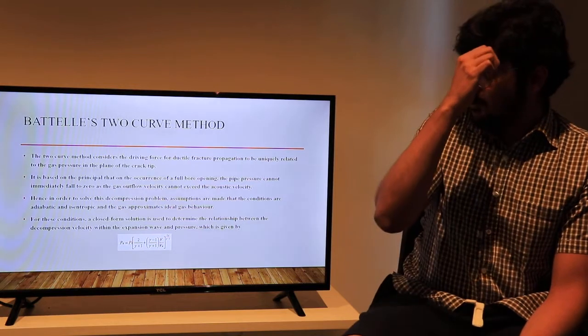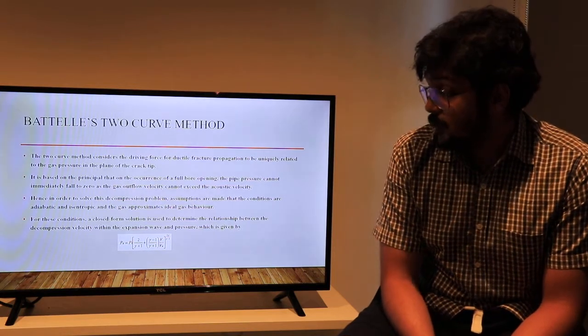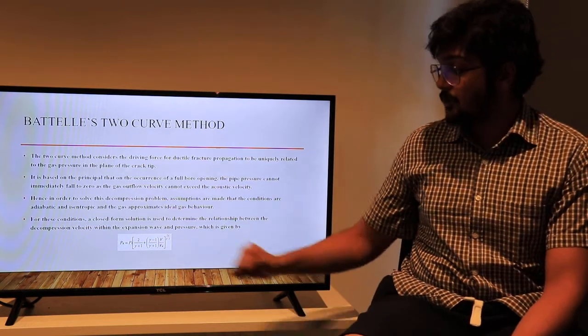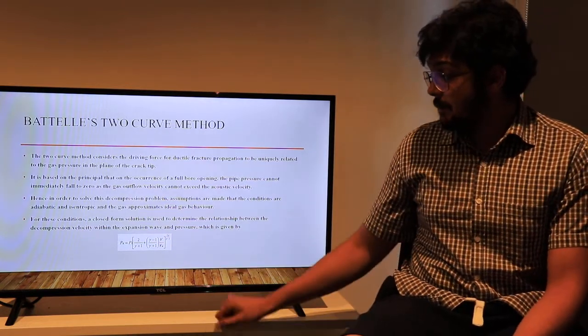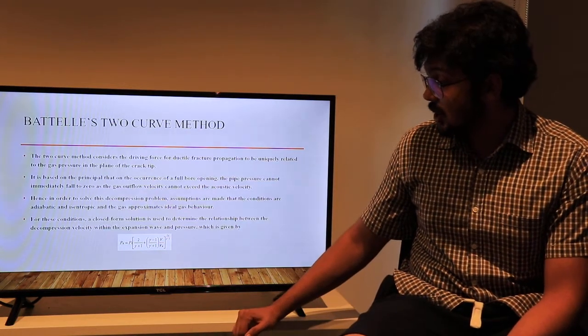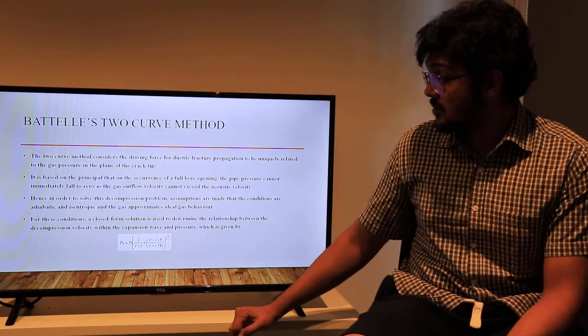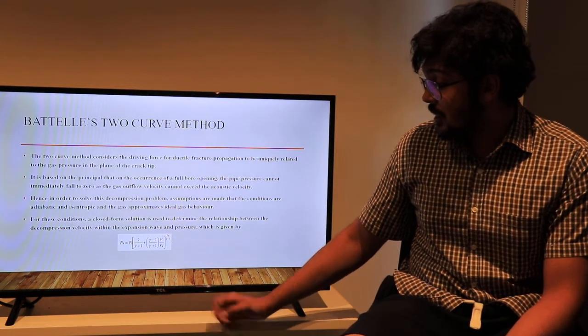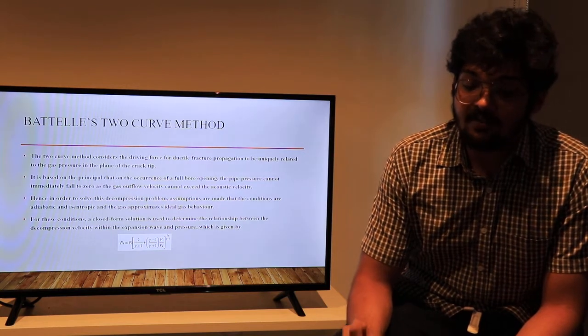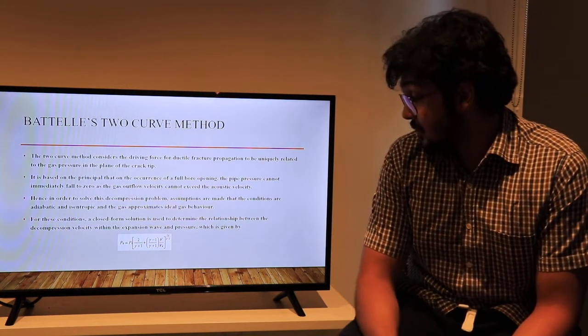which shows the relationship between the decompression velocity within the expansion wave and the pressure, which is given by this formula. In it, PD represents the decompression pressure, PI represents the initial pressure, gamma represents the specific heat ratio, V represents the velocity of propagation of pressure, and VA represents the original acoustic velocity.